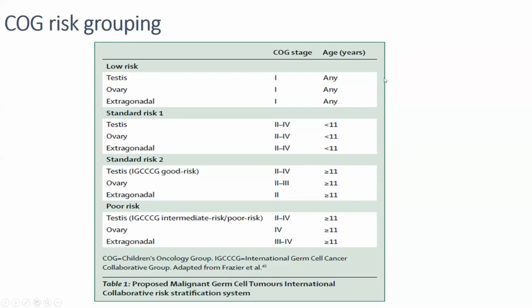So to overcome this and to form standard guidelines, COG and the Cancer and Leukemia Group have developed these guidelines. These guidelines were made using data of approximately 1100 patients from 25 trials.